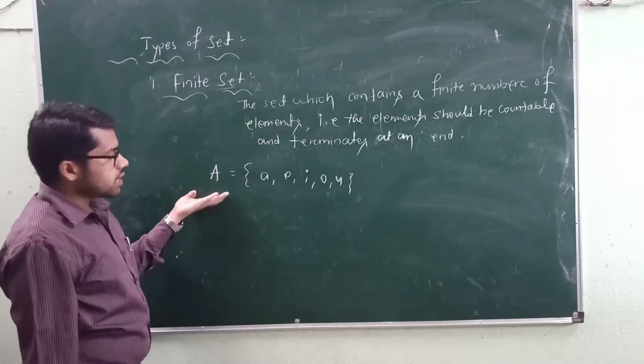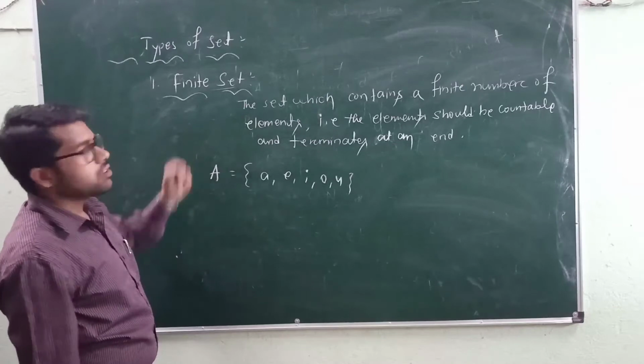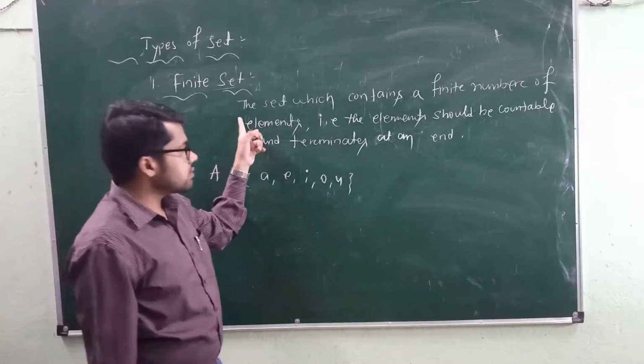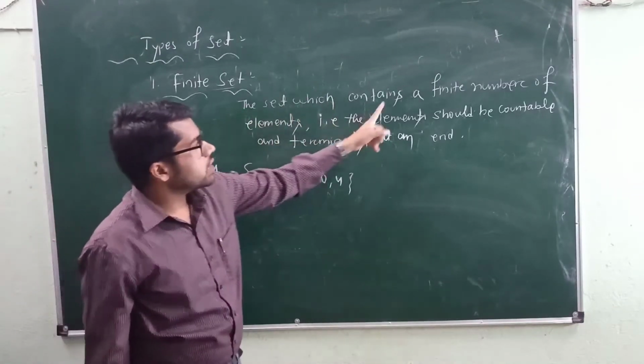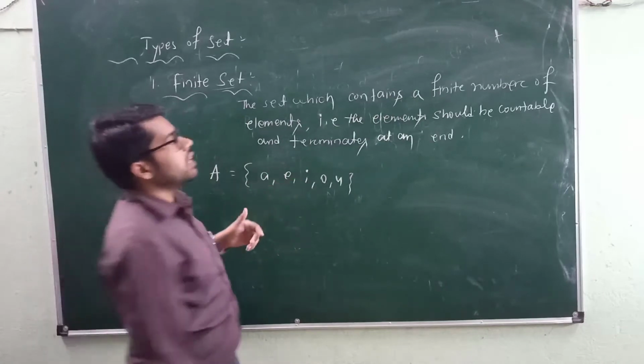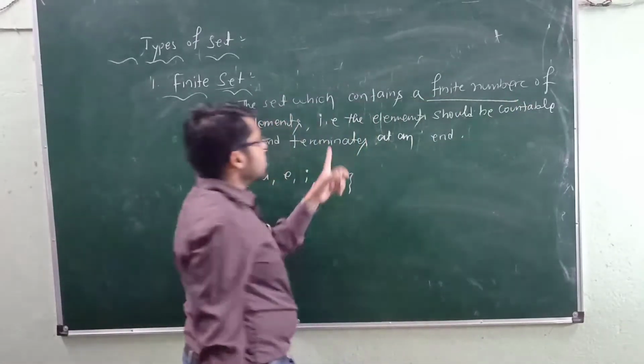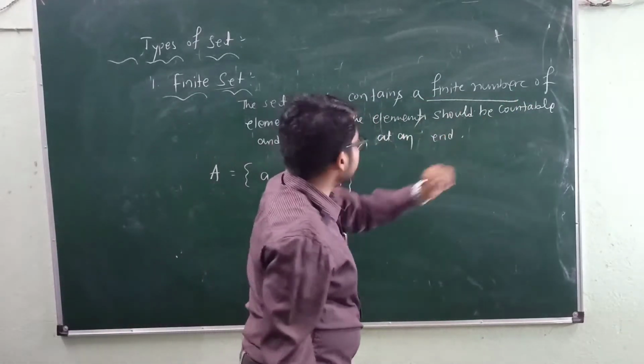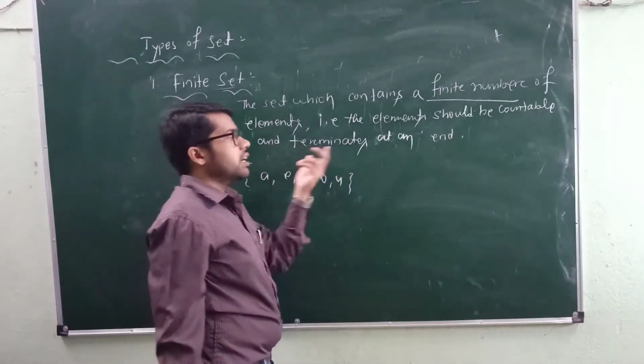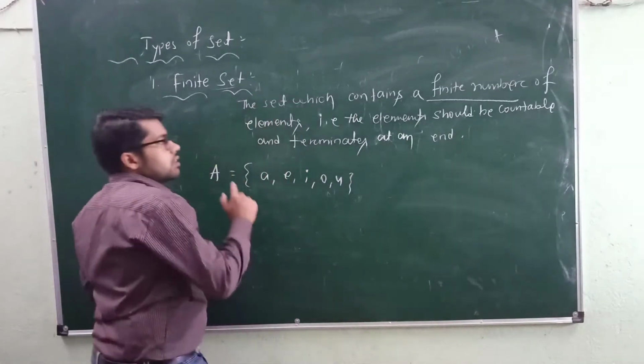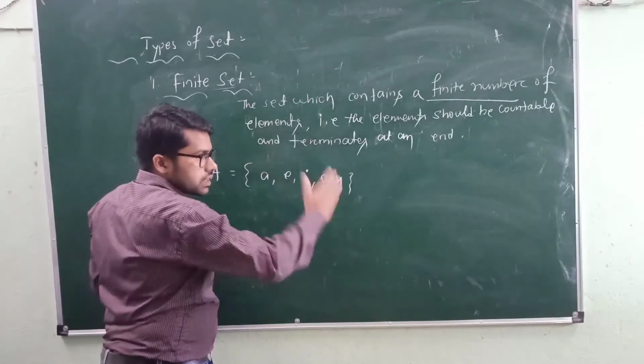So, as we can count this set, that's why this set is called finite set, because the definition itself tells us the set which contains a finite number of elements. What do you mean by finite number? Finite number means that the elements should be countable and terminate at an end. That means we should count them and it should stop at an end.